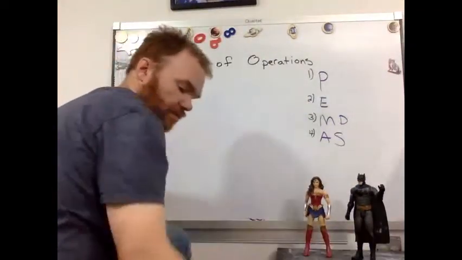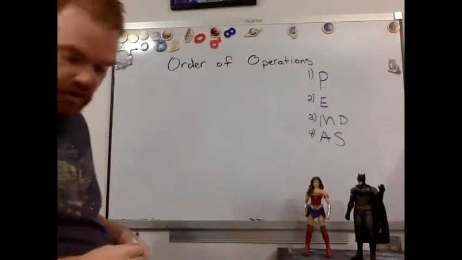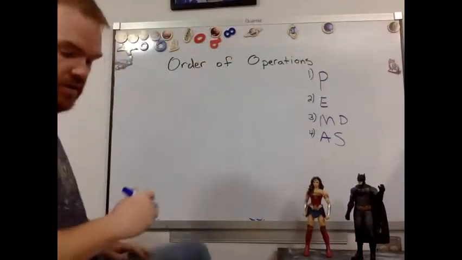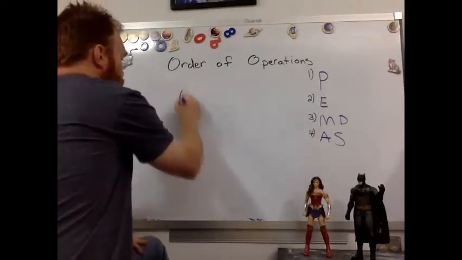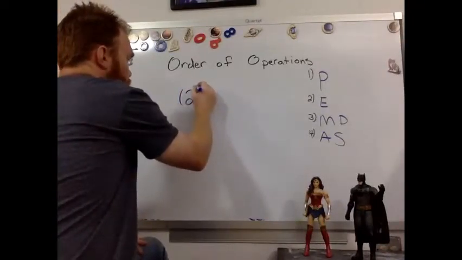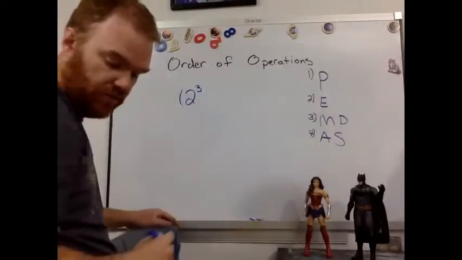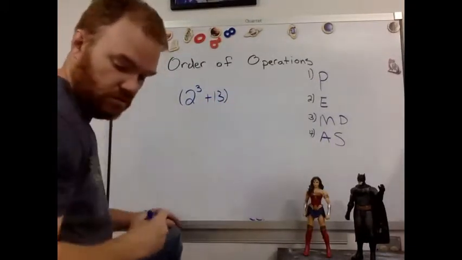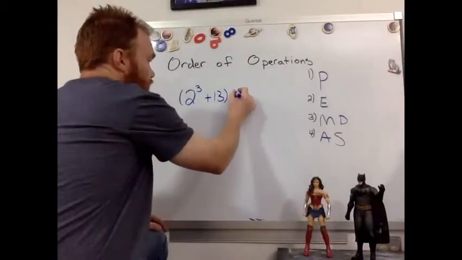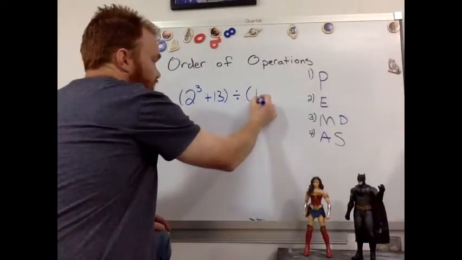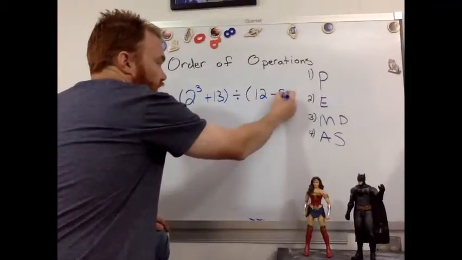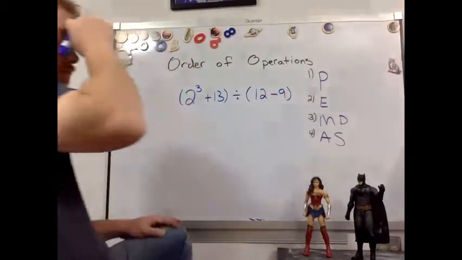One more example. One more example here. We're going to do 2 to the third power, in parentheses, plus 13, divided by, in parentheses, 12 minus 9.